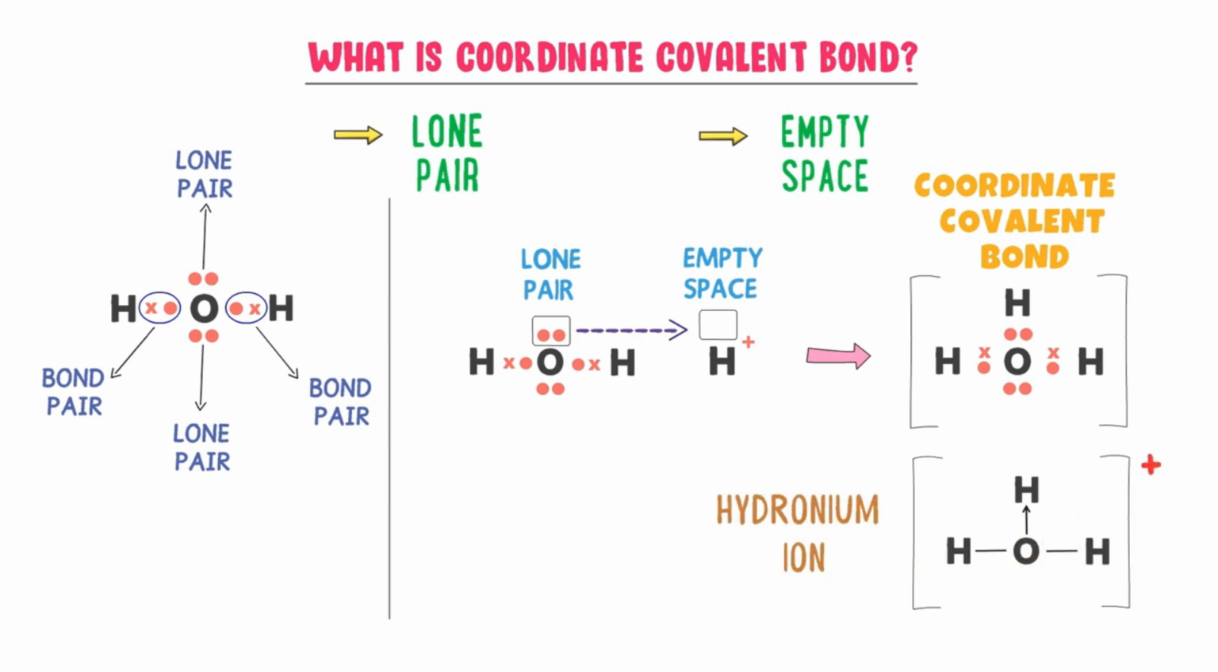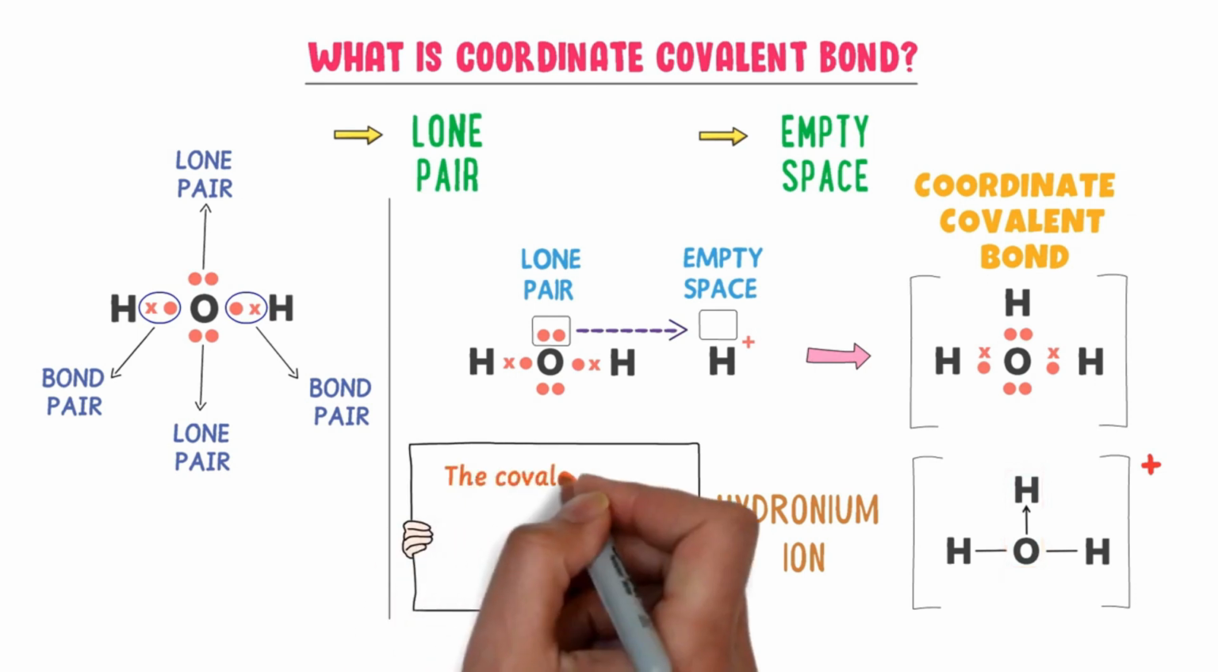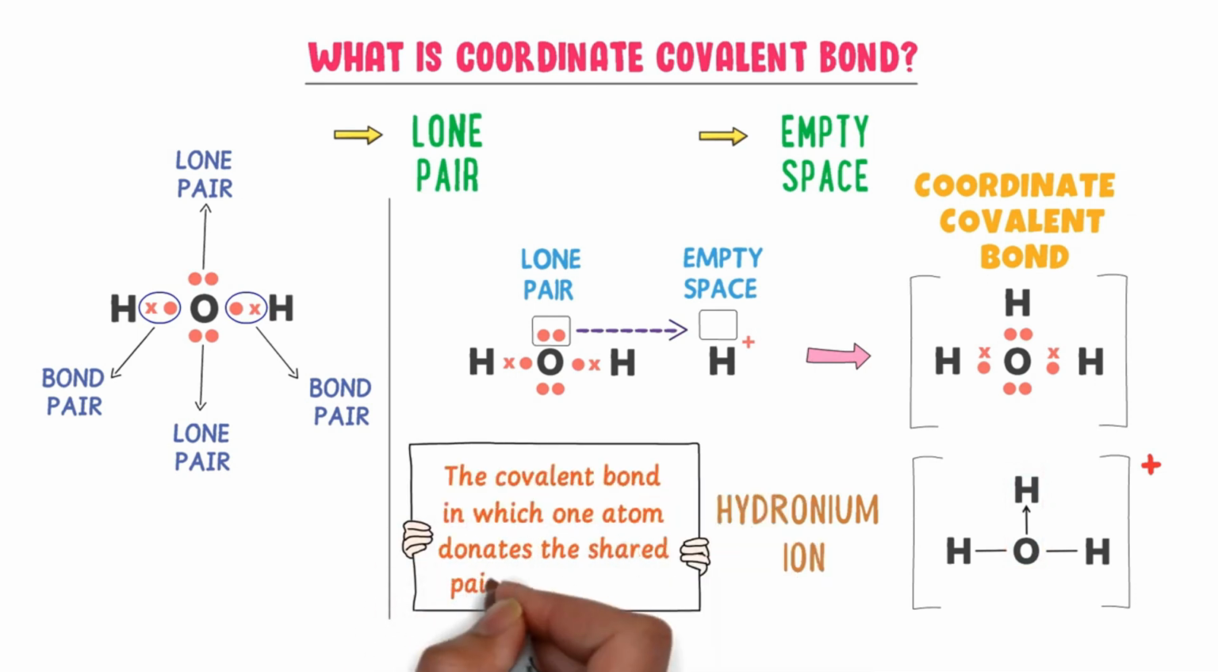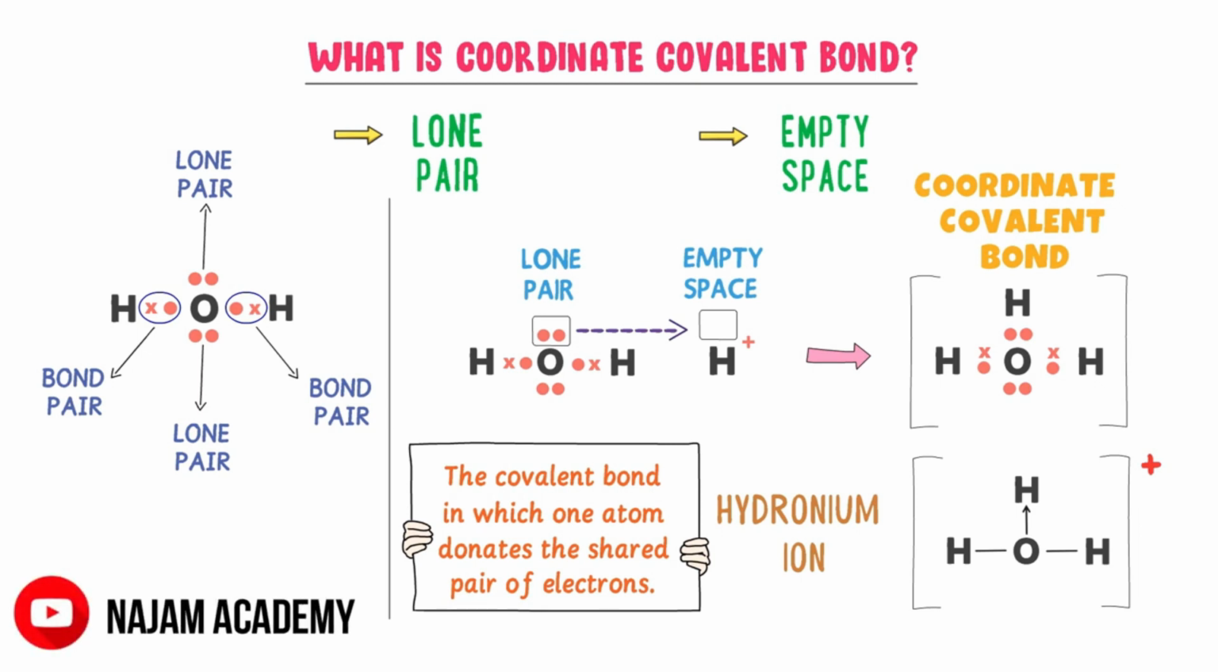This positive charge therefore appears on hydronium ion because water has gained a proton. So we say that there are two covalent bonds present in hydronium ion and there is one coordinate covalent bond present in hydronium ion. Remember that this arrow represents coordinate covalent bond. So we say that the covalent bond in which only one atom donates the shared pair of electrons is called coordinate covalent bond or dative bond. So note down these important points.